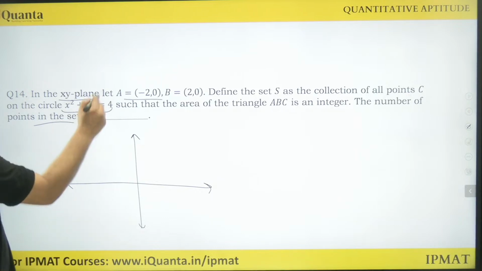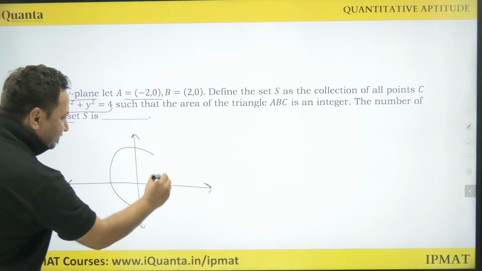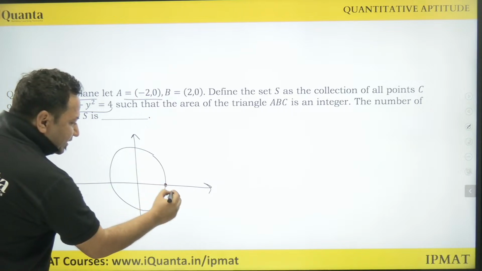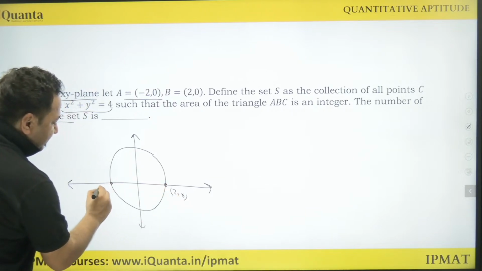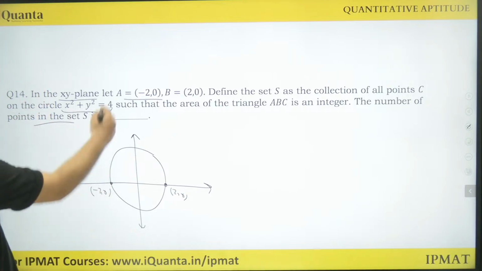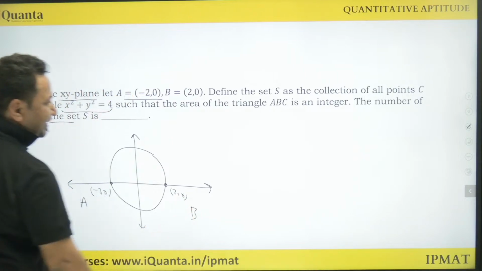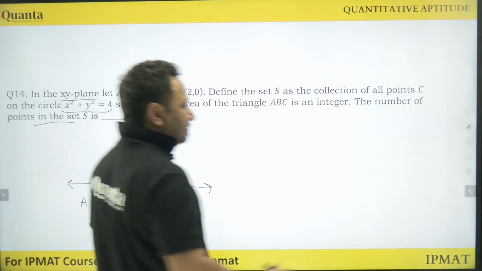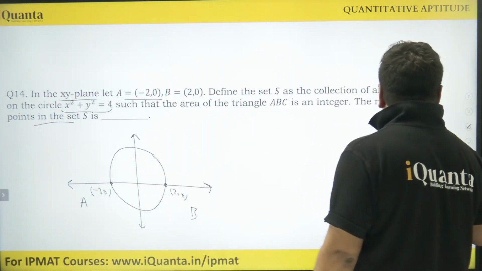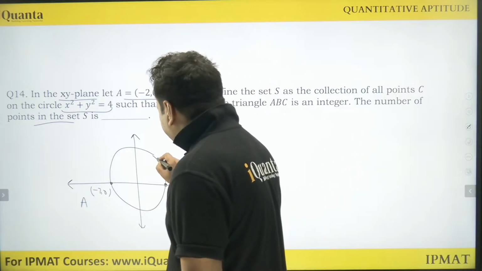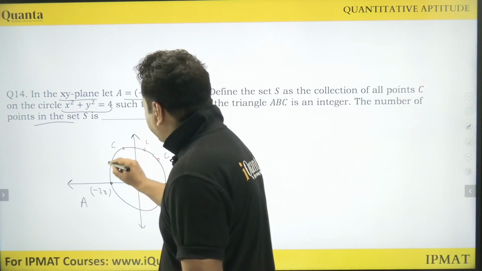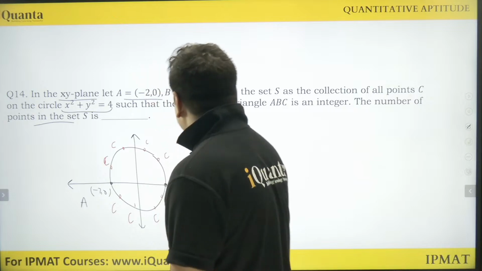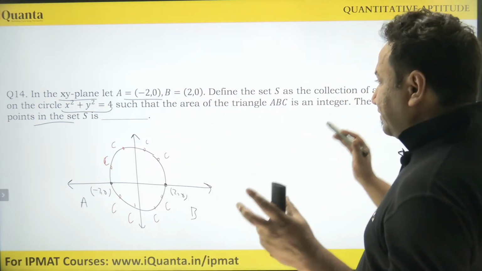Okay. A circle, that is x² + y² = 4. That means the circle's center is the origin, and these points will be (2, 0) and (-2, 0), isn't it? So A is (-2, 0), B is (2, 0). Now we need to find C. C is a point with which, if I join these A and B, I'll get a triangle. So C can be anywhere, right? All we have to keep in mind is that the area should be an integer.